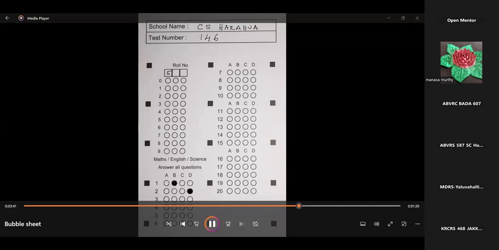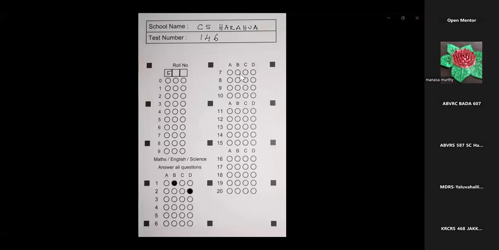Shade it fully. Do not smudge. Do not shade two bubbles at all. For one question, there should be only one answer, so do not shade two bubbles. If you have made it wrong, leave it. I repeat, this is only for example.